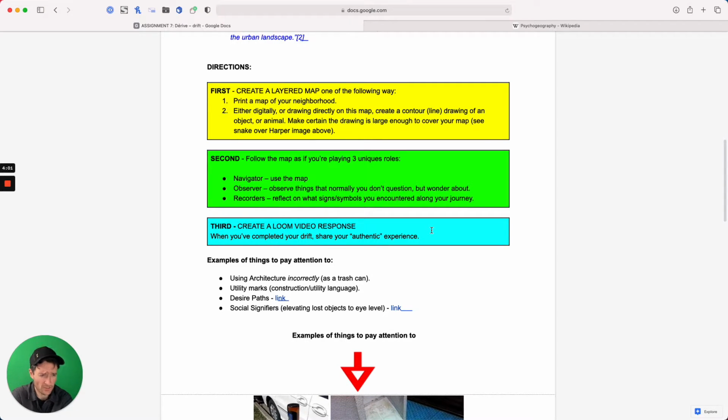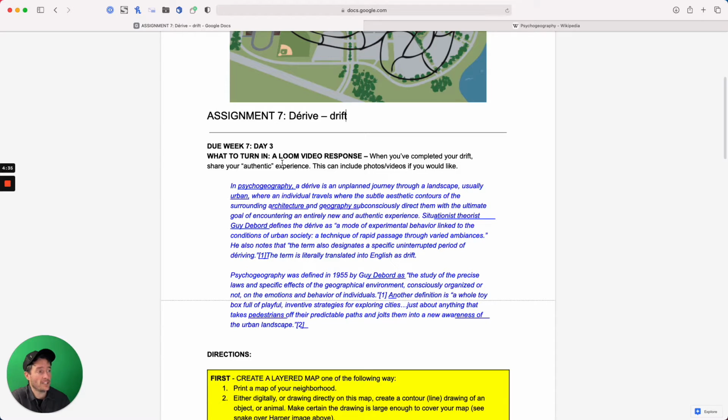But in general, the derive was this idea of an unplanned journey. So this start and finish was headed in a direction based on something unconnected. During this navigation, you're going to play a role as a navigator, someone who uses this map, and an observer, someone who's going to observe things that normally you don't question but wonder about. This is where we get to this idea of an authentic experience. Psychogeography was defined in 1955 by Guy Debord as the study of the precise laws and specific effects of geographical environment, consciously organized or not, on the emotions and behaviors of individuals.